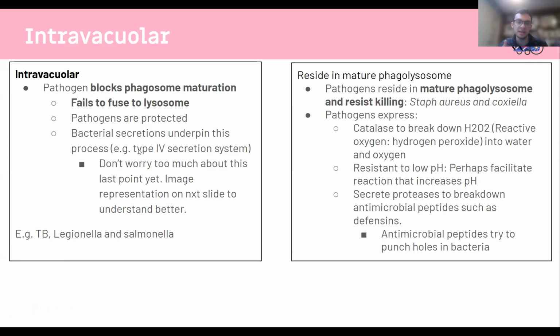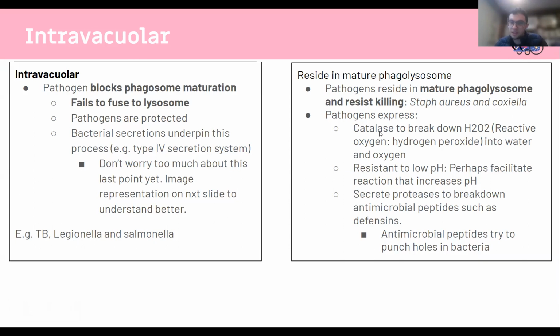This is involved in TB, Legionella, and Salmonella. Others can be latent for quite a long period of time, as in TB, and then when a host is immunocompromised or when the time's right, they can reactivate. Others can reside in mature phagolysosomes. They just resist killing. These are really hardy bacteria such as Staph aureus and Coxiella.